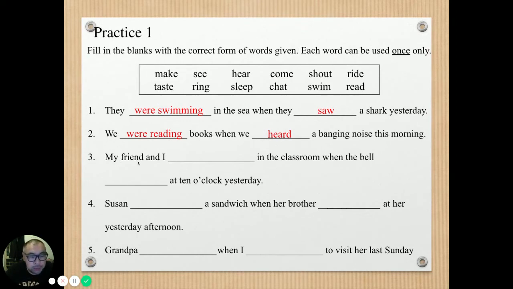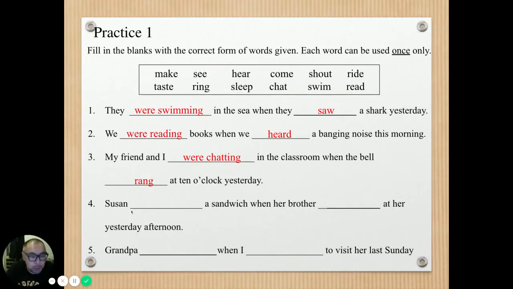Well done. My friend and I are 2 people, so we have to use were. We're chatting in the classroom. When the bell, what does a bell do? What sound does it make? Ring, very good. What's the past tense of ring? Do you know? Rang. And that only takes a second. So that is the past simple. Next.